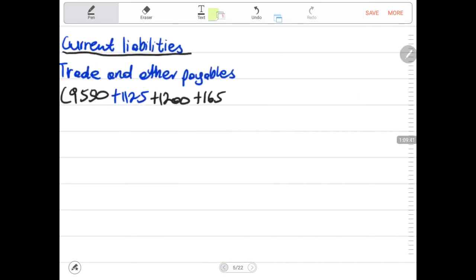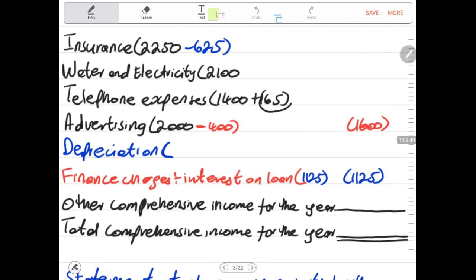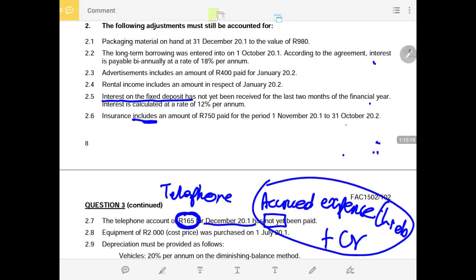And we have done that. Our liabilities increase by 165, and also our expense, which is called telephone, is increasing by 165. So now we'll have 1,565 as a total of our telephone expense. 1,565 as our telephone. So we are done with that adjustment. Let's look at another adjustment.